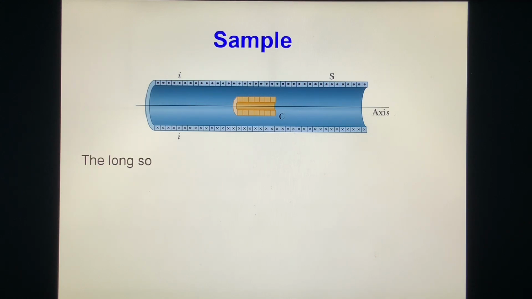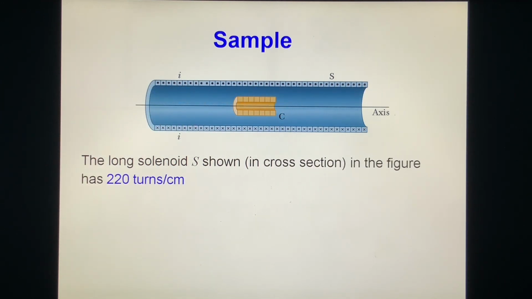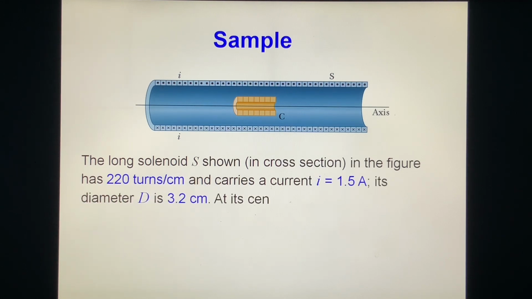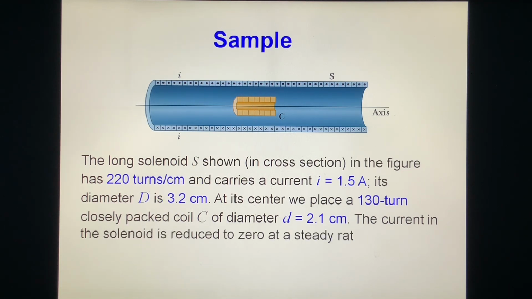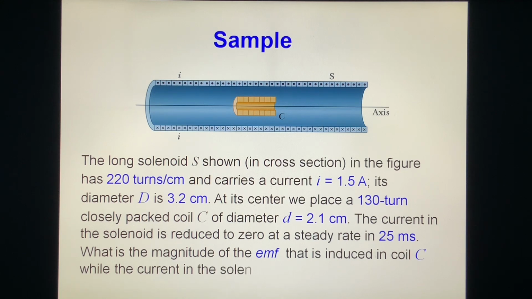Sample problem. The long solenoid shown in cross-section in the figure has 200 turns per centimeter and carries a current I of 1.5 amperes. Its diameter D is 3.2 centimeters. At its center, we place a 130-turn close-packed coil C of diameter d, 2.1 centimeters. The current in the solenoid is reduced to zero at a steady rate over 25 milliseconds.